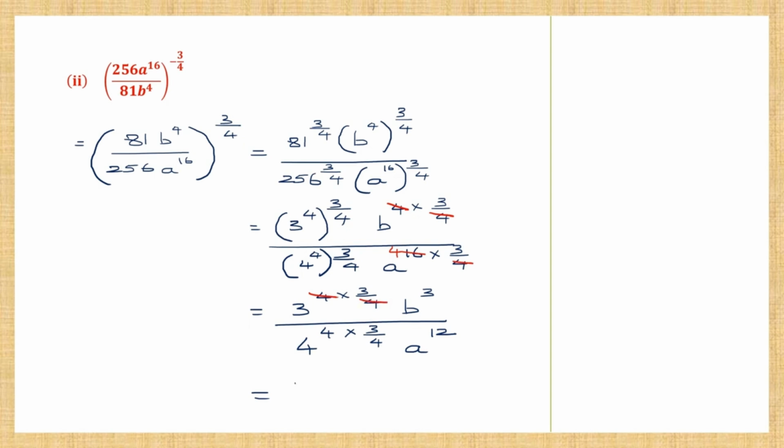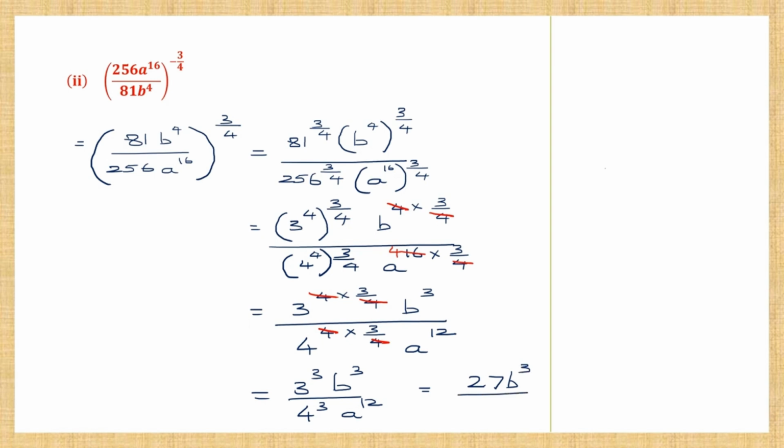So that becomes 3 raised to the power of 3 into b raised to the power of 3. In the denominator, cancel the 4 and 4. So that becomes 4 raised to the power of 3 into a raised to the power of 12. Now 3 raised to the power of 3 is 3 threes are 9, 9 threes are 27, b to the power of 3.